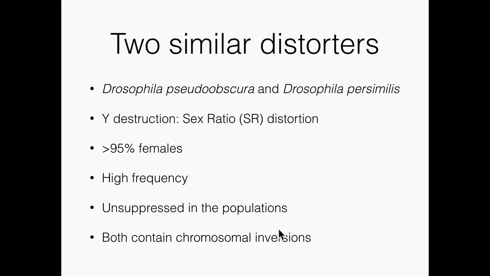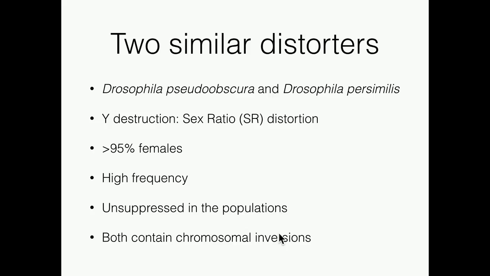To study this, we are using two distorters which hold a hallowed place in the segregation distortion field. These are distorters in Drosophila pseudoobscura and persimilis, both characterized by Sturtevant and Dobzhansky back in the 30s. And they're really similar on the surface. Both of them are distorting X chromosomes and cause destruction of the Y chromosome, and almost completely distort, sometimes even like 100% females. These occur at very high frequencies in the population and curiously are quite unsuppressed. And so based on this laundry list of characteristics, they appear very similar at the surface level, but actually have very different evolutionary histories, as I'll tell you through the remainder of the talk.